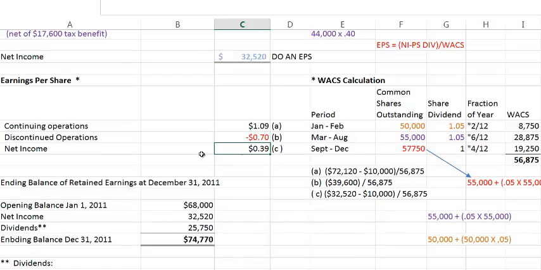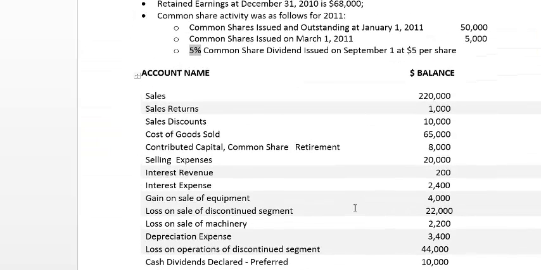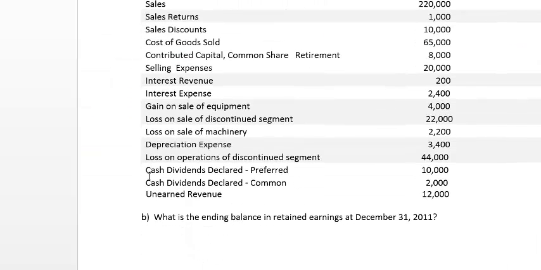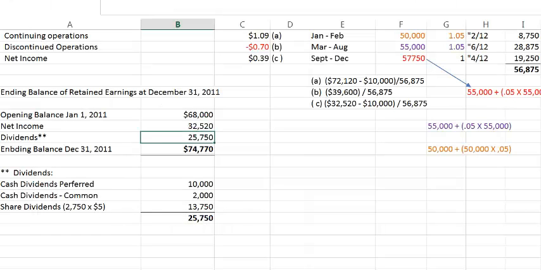But before we complete, Part B said to calculate the ending balance of retained earnings. Well, we already know from the question that we had retained earnings at the beginning of 2011, i.e. the end of 2010, of $68,000. To that, we're going to add our net income and deduct any dividends that were declared. Now, don't forget what dividends go in here. You knew in the question that you had cash dividends on preferred and common, and don't forget those both reduce retained earnings. So there's your $12,000 in cash dividends, but you also had share dividends.